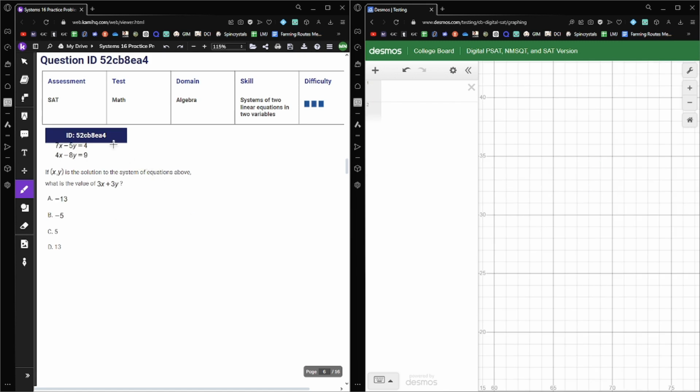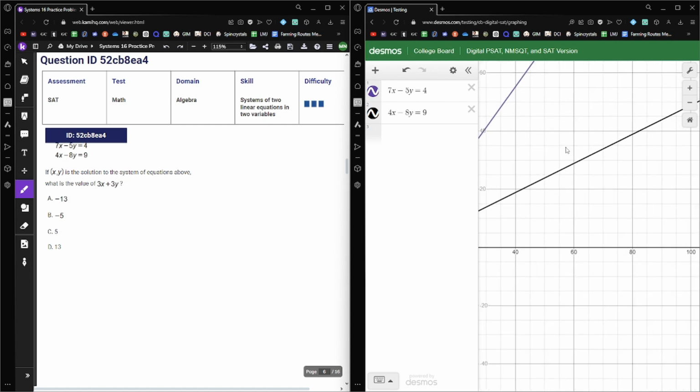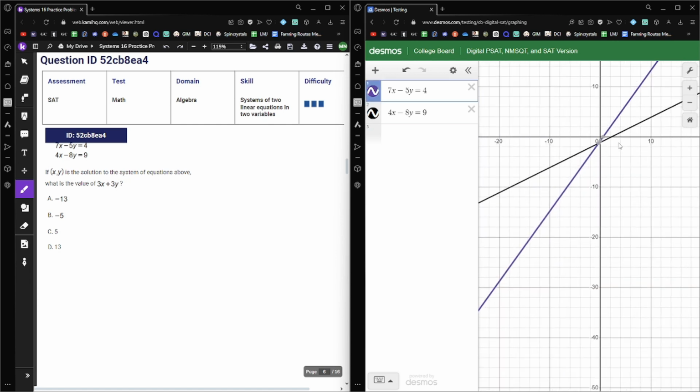Question number 6. We have the system right here. If xy is the solution to the system of equations above, what is the value of 3x plus 3y? Man, this is too easy, right? This is just like the last question. Instead of subtracting, we're just adding and multiplying by 3. All we gotta do, put that in Desmos. 7x minus 5y is equal to 4. 4x minus 8y is equal to 9. Let's find that intersection. Oh, hold on, it's already done here.